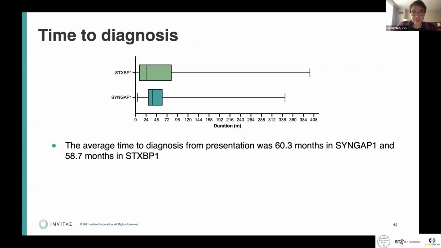I also wanted to look to see whether there were any differences in the time to diagnosis. So what this graph is showing us is, based on when the patient first presented, how many months did it then take for them to achieve their diagnosis of either STXBP1 or SYNGAP1? And so we didn't see any significant differences between the two, with the average time to diagnosis for an individual with SYNGAP at 60 months, and then the average time to diagnosis for an individual with STXBP1 was around 59 months.